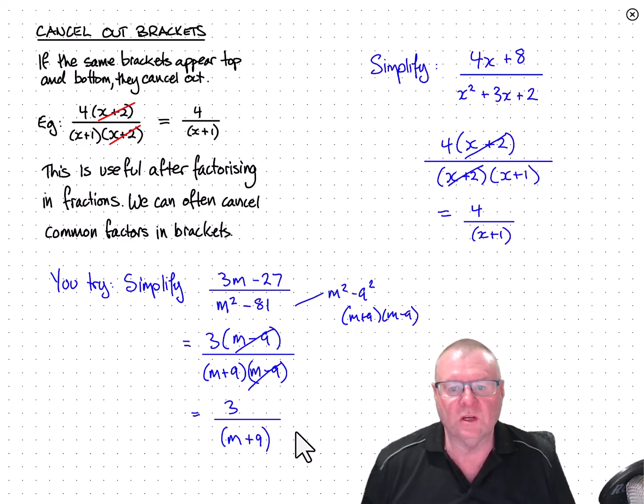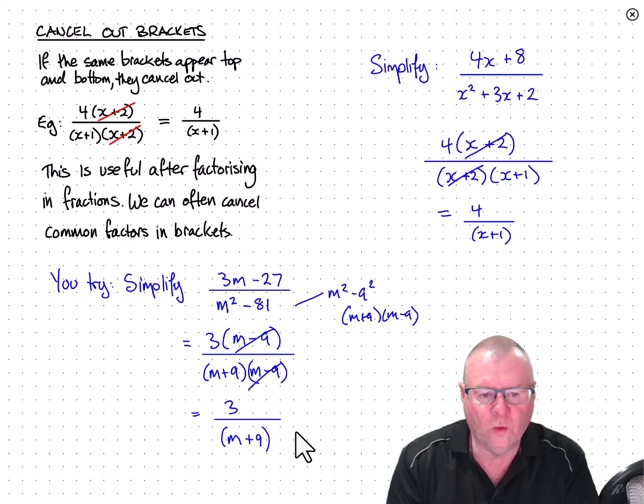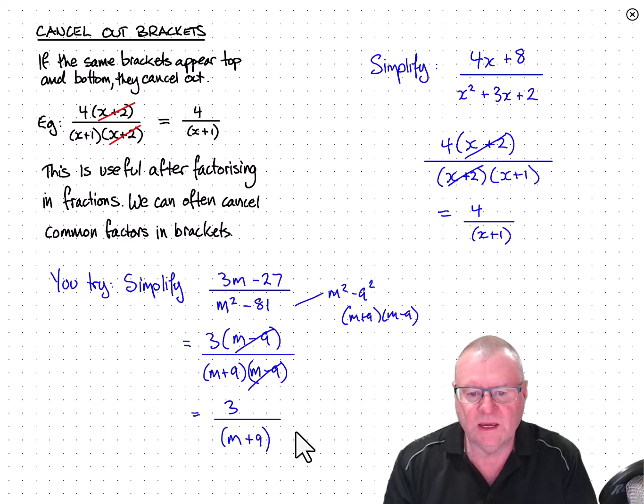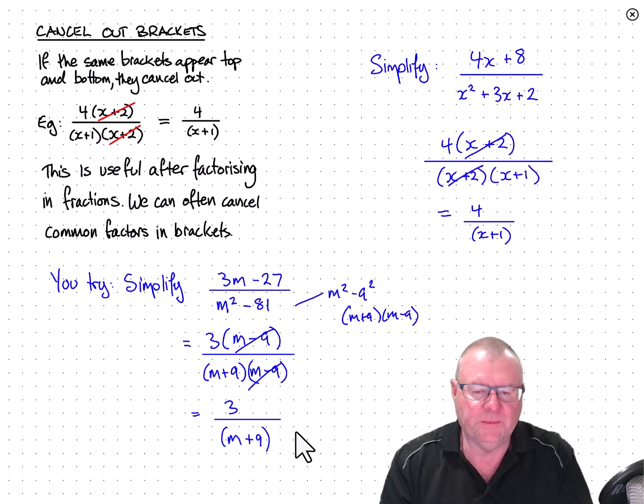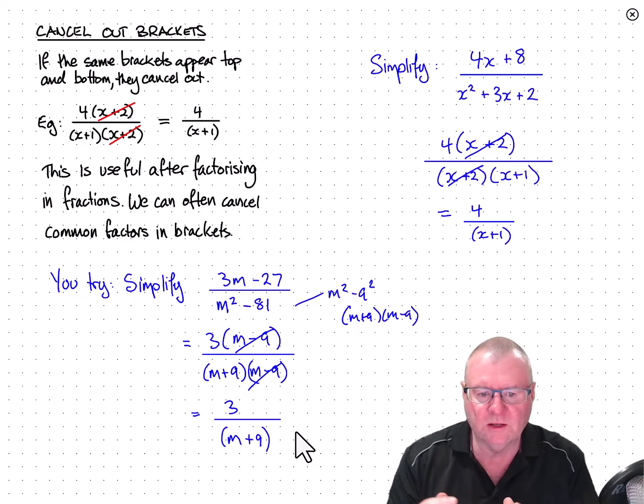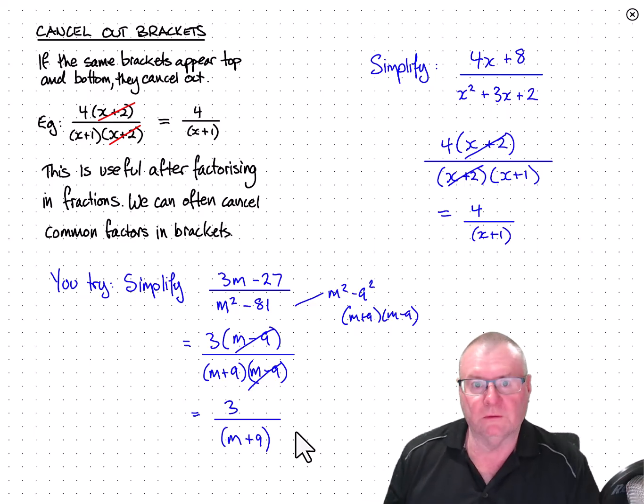So in these kinds of questions, look for things you can factorize. It might be a monic quadratic, non-monic, common factor, difference of 2 squares, perfect squares. All the tools that we've got, you're going to try to see if you can factorize the bits on the top and bottom, and look for anything that you can cancel out.